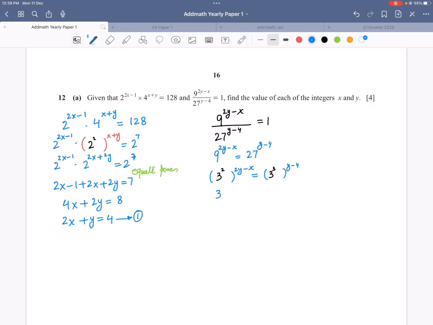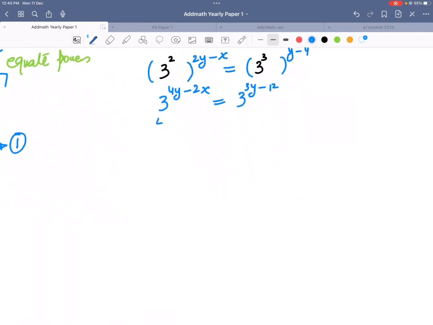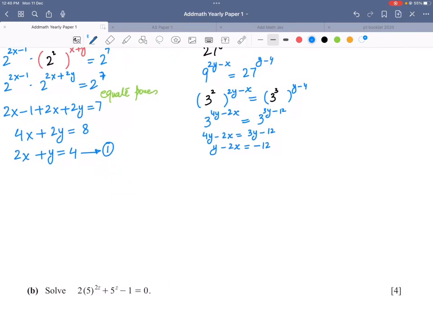So we got 3 to the power 4y minus 2x equals 3 to the power 3y minus 12. Bases are same, equate the powers. So we got 4y minus 2x equals 3y minus 12. 4y minus 3y, it will be y minus 2x equals minus 12. Right? So that is the second equation we got.